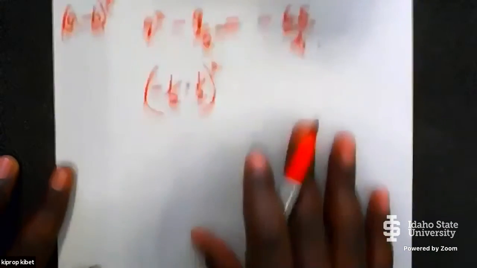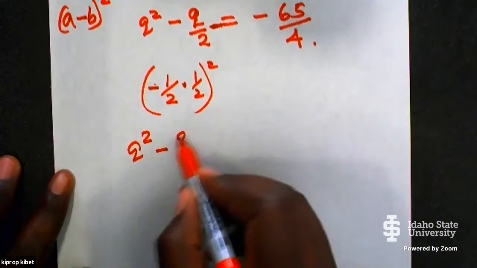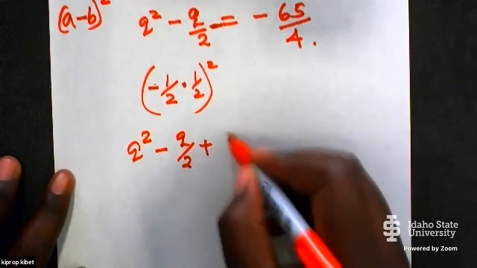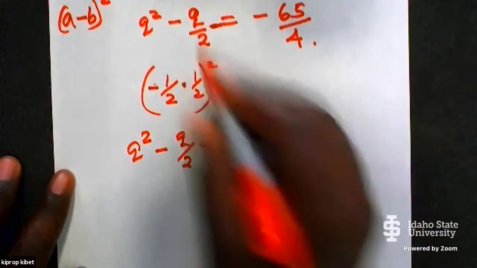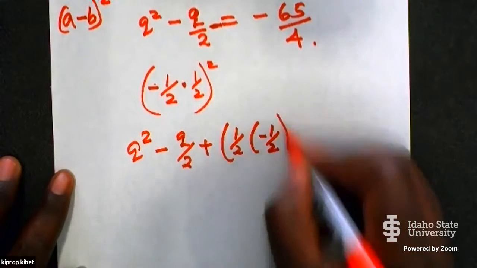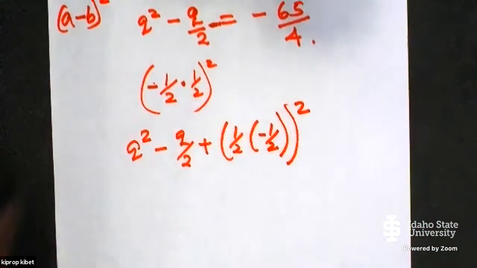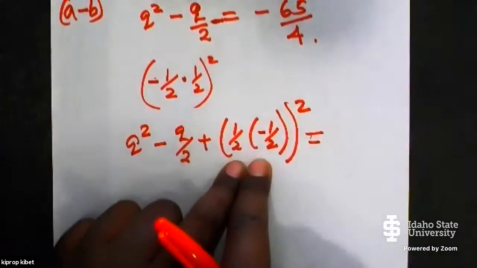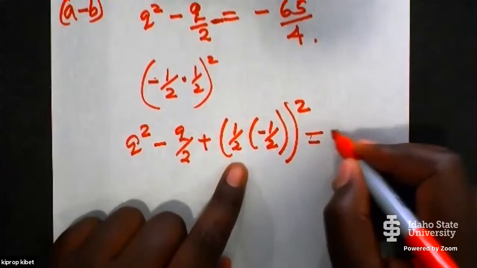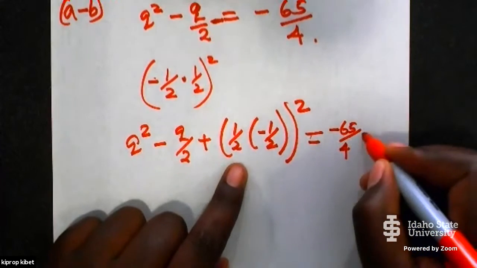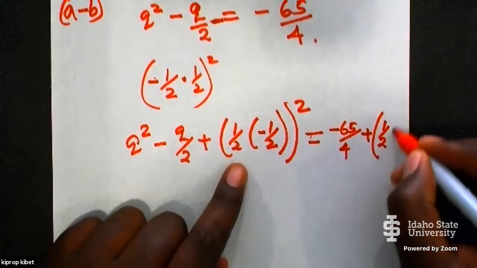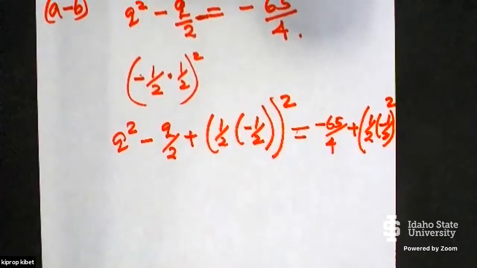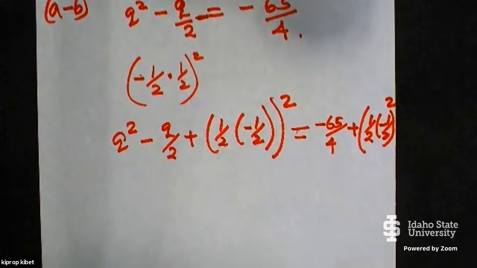The square. So it's like q squared now minus q all over 2, half of the coefficient of q, which is plus 1 over 2. The coefficient of this one is minus 1 over 2. Then you square. Equals to what? So what you've done here, you do it on the other side. Equals minus 65 all over 4 plus half times minus half squared.